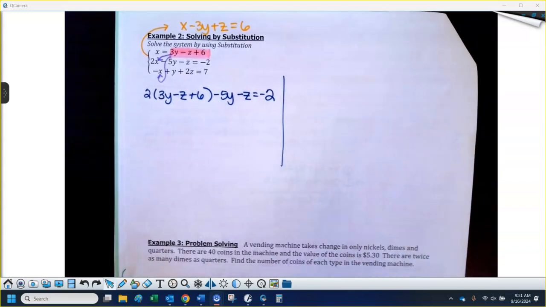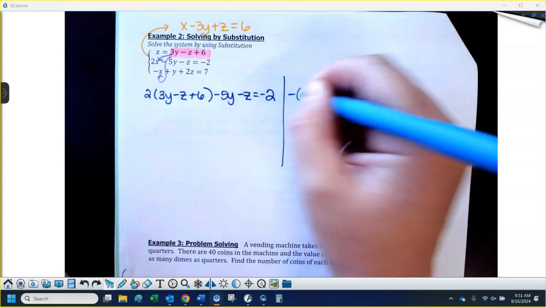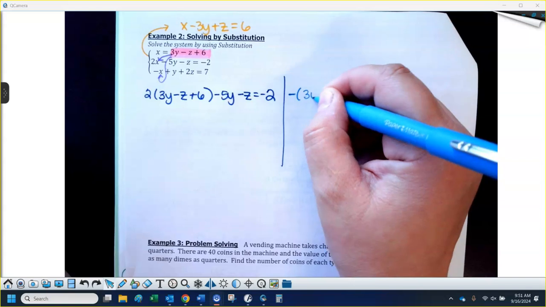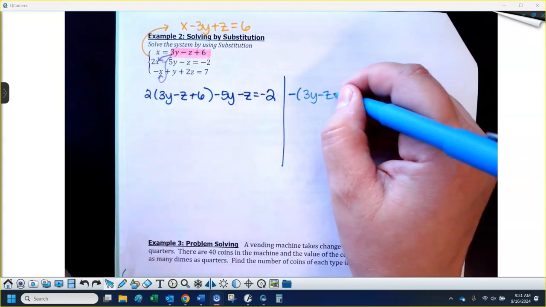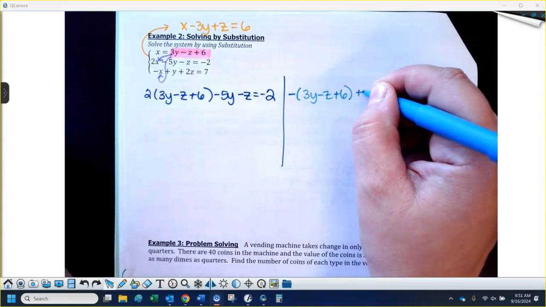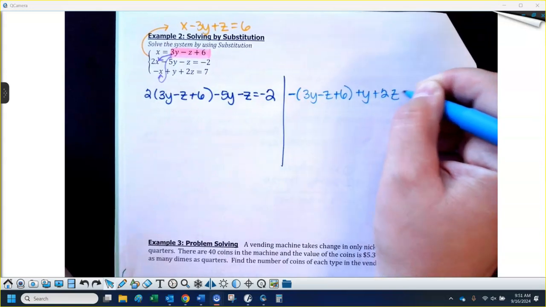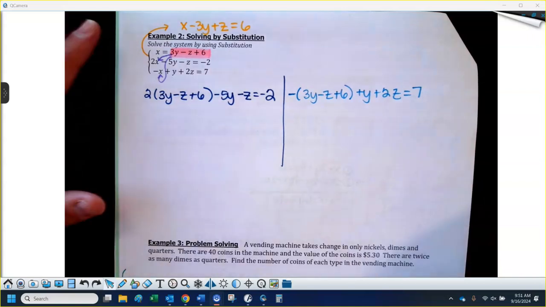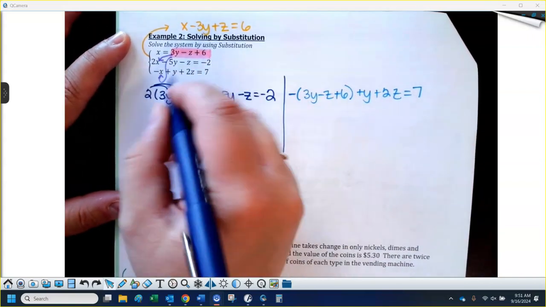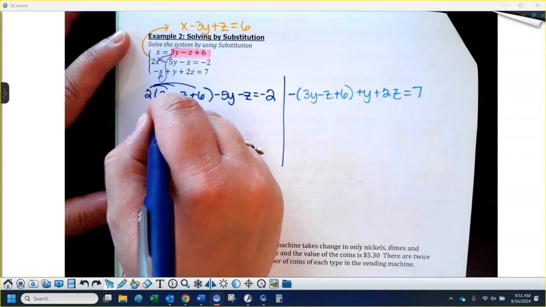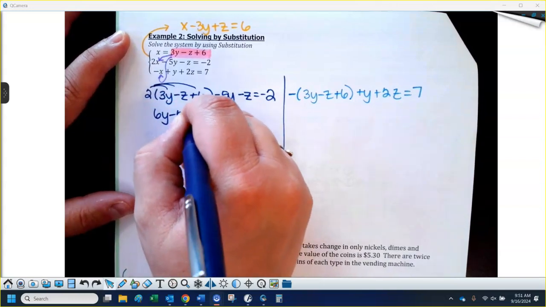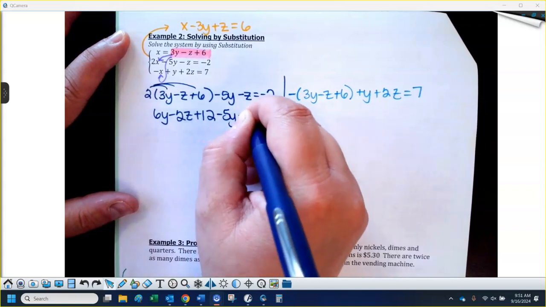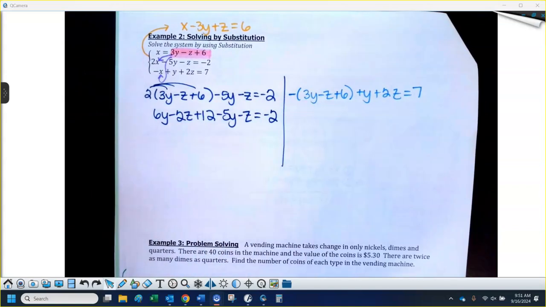If I substitute it into that third equation, we have negative x. So I'm going to put a little set of parentheses. We'll distribute a negative. We'd have that 3y minus z plus 6 in place of the x, plus y plus 2z equals 7. You don't have to do those both at once. That's just what I was doing there. So I'm going to move back and simplify this, just a little distributive property. Got 6y minus 2z plus 12 minus 5y minus z equals negative 2.